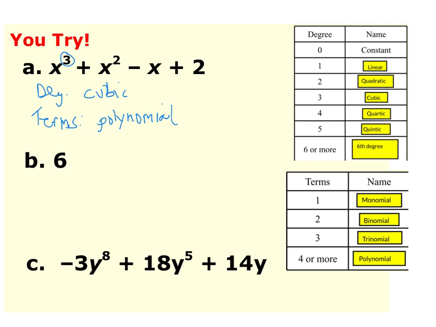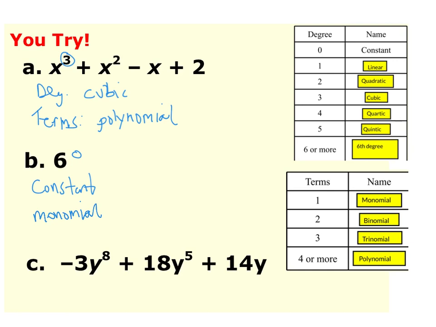In B, there is a degree of 0 here, right? There's no exponent. So that is just called a constant. I know I haven't mentioned that one yet, but there it is, right? Degree of 0 is a constant. We did this before. And there is only one term there. One term is called a monomial. Monomial. There it is. Those are the 2 answers you need.